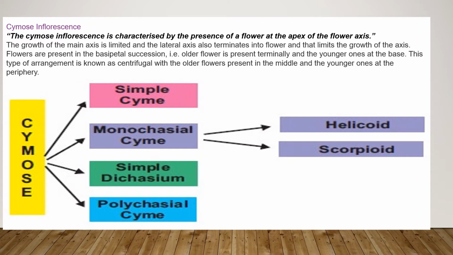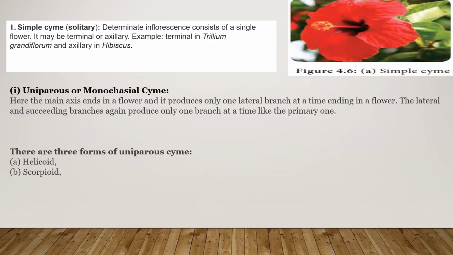So these cymose inflorescences are of different types: the simple cyme, the monochasial cyme, the dichasial cyme, and the polychasial cyme. These are the four types of cymose inflorescence here. And monochasial cymes are again further divided into helicoid as well as scorpioid cyme.